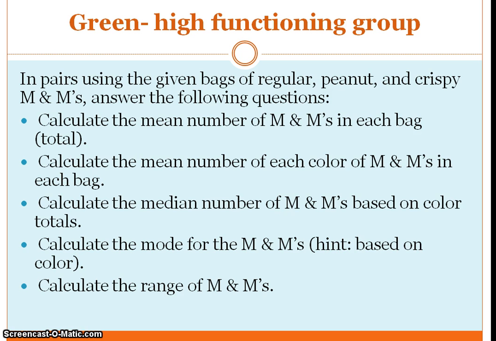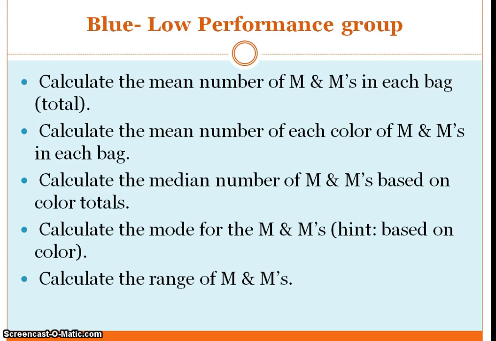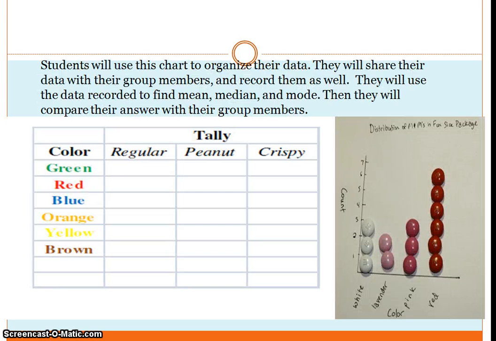Now, in each group, green will be the high functioning group. They'll be paired up to calculate the total of M&Ms in each bag for the mean, median, mode, and range. The middle range functioning group will have the same, calculating each, and the blue low performance group will calculate the same as well. Students will use this chart below to organize their data. This will help Maribel and Jose, the focus learners 1 and 2. They will share their data with their group members and record them as well.